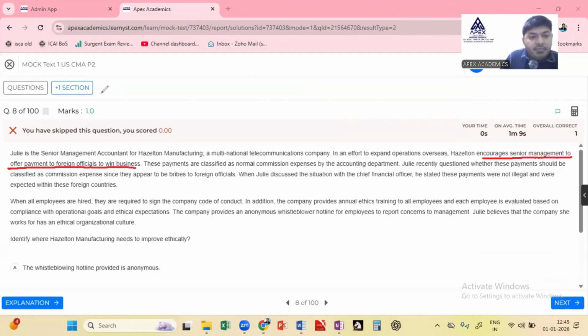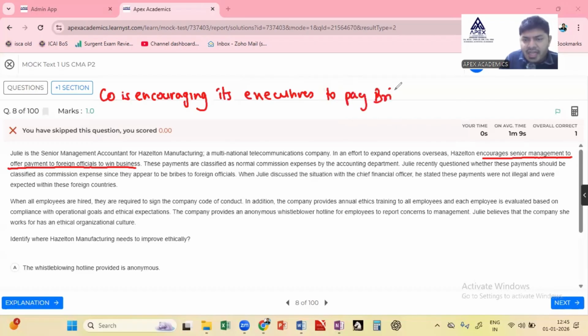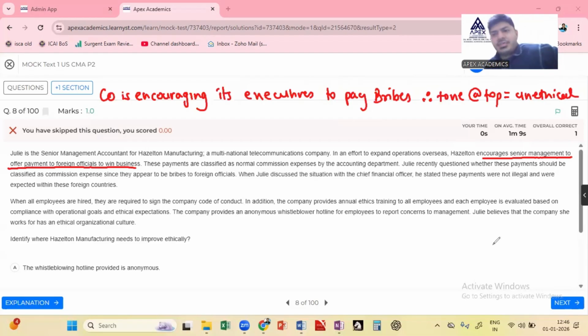What is the meaning of this? The meaning of this is that the company is encouraging its executives to pay bribes. Therefore, tone at the top in itself is unethical. So you have understood that this is an ethics question. This is unit number 6, ethics. It's a theory question. These payments are classified as normal commission expenses. So after you pay the bribe, it is accounted for as a commission.